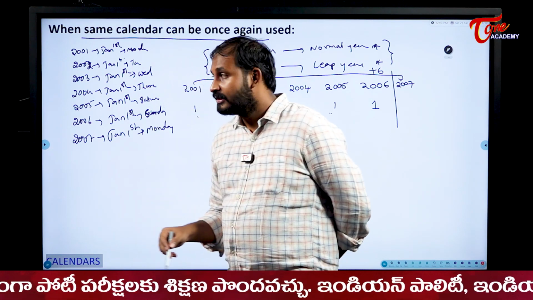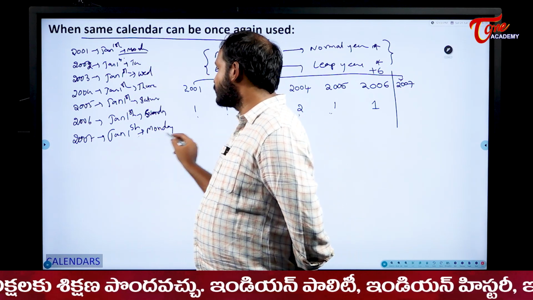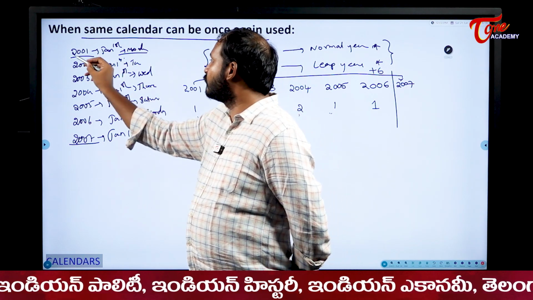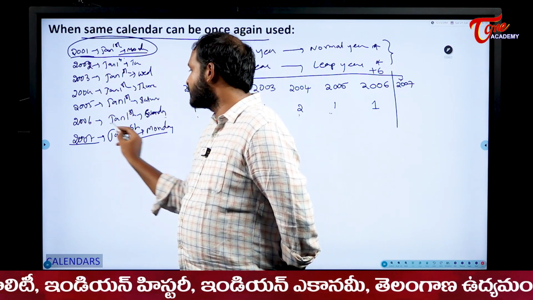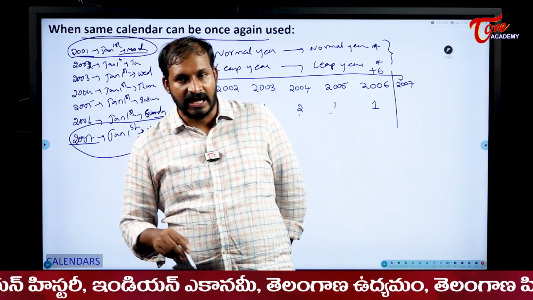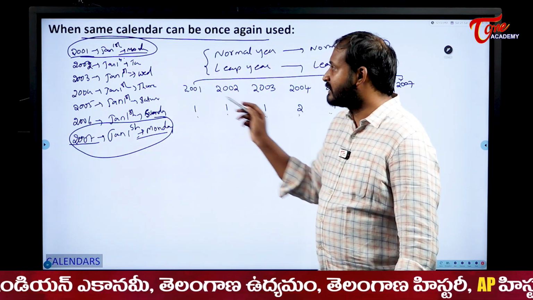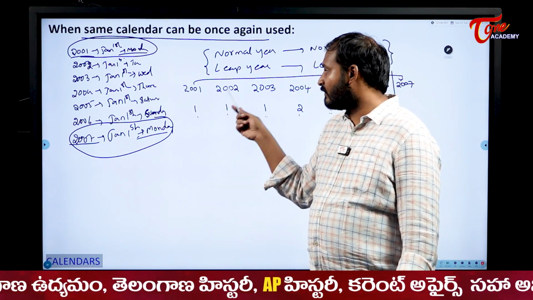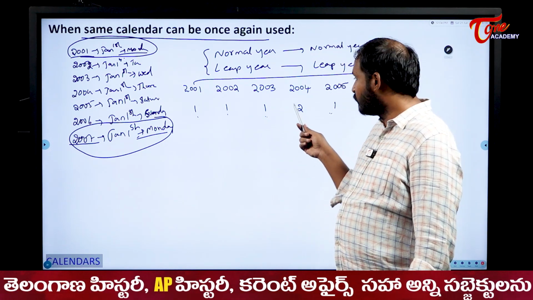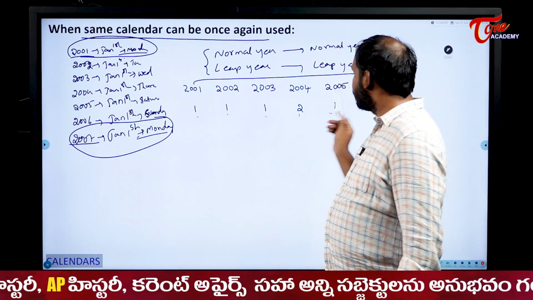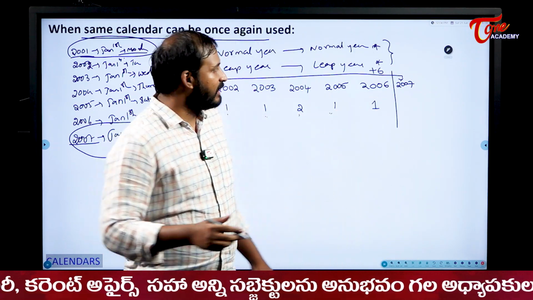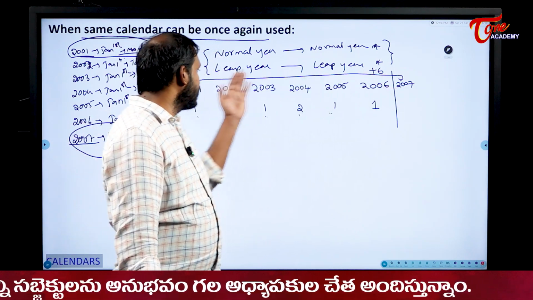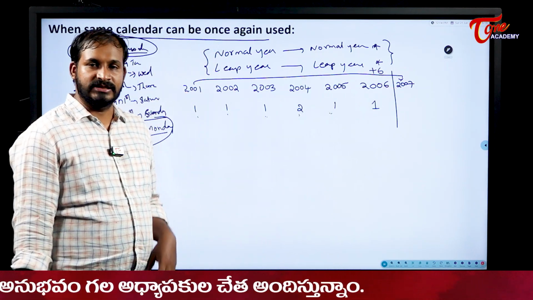Now please see here. This year is starting with Monday and this year is also starting with Monday, and this is a normal year and this is a normal year. That means I can use the calendar of 2001 once again in 2007. Yes, I can use it. The same thing here: instead of shifting the days Monday, Tuesday, I am writing the number of odd days in that particular year. 2001, 1; 2002, 1; 2003, 1; 2004, 2; 1, 1. So whenever I get the sum as 7, that is enough. There I will stop my logic, and the next year's calendar can be the same as that of 2001. Okay, sir, good, super.